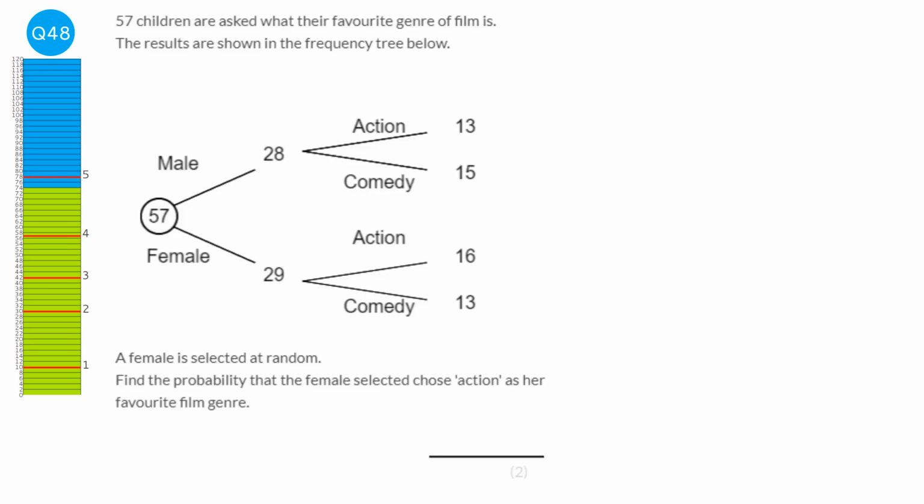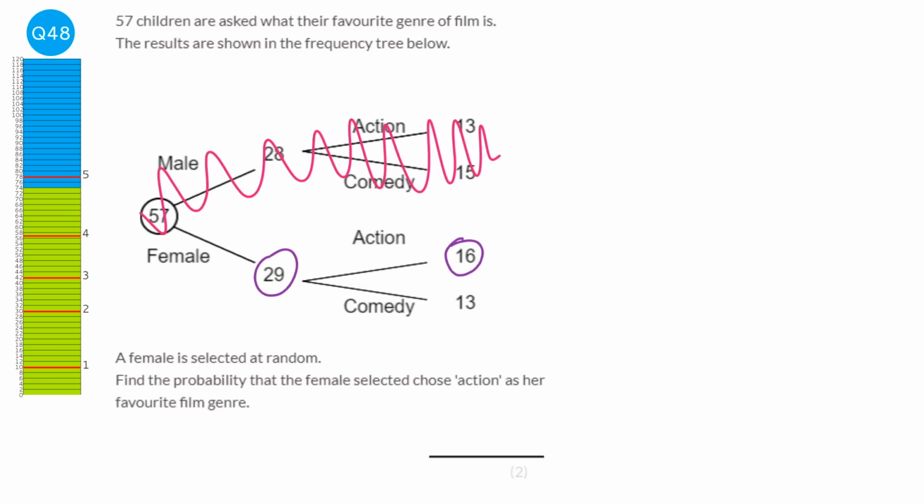The important thing to realise in this question is that we know a female has been selected. So we can just basically get rid of all of this part of the frequency tree because it's not relevant, because we know a female has been selected. There's 29 females altogether, and we're looking for the probability that the female chosen at random picked action. So it's just simply 16 over 29.